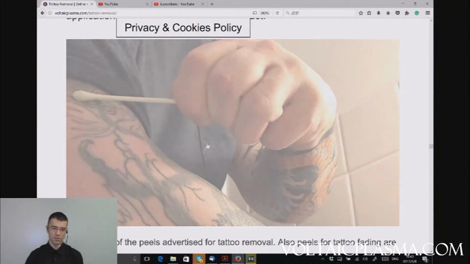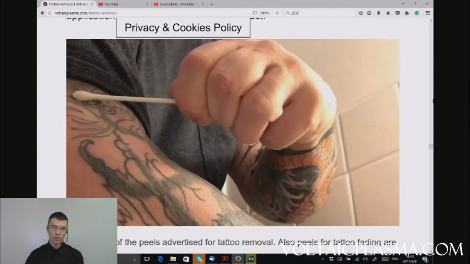We'll take advantage of this picture to talk about what happens in tattoo fading procedures. What normally happens is tattoos cannot be faded completely seamlessly. What people do is they go through a number of sessions of laser tattoo removal. Sometimes they use TCA, voltaic plasma, and so on. And then when the tattoo is faded to a good extent, they cover them up with another tattoo on top.